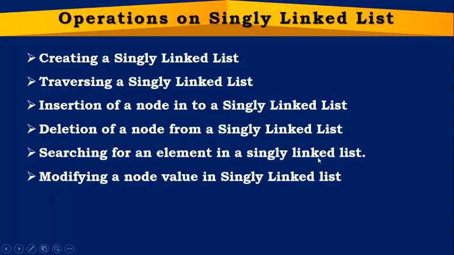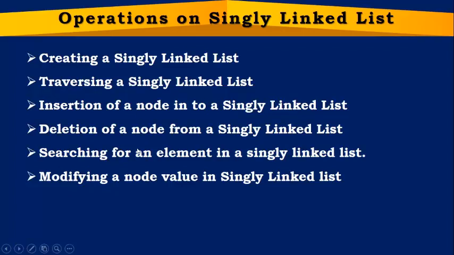Searching for an element in a single linked list: we use the linear search methodology in order to search for an element or a node in a single linked list. Modifying a node value in a single linked list: if you want to modify some node value, then we can perform this operation. Every operation that we have here consists of a set of statement instructions. We need to follow those instructions, and as per those instructions, we perform the operations.